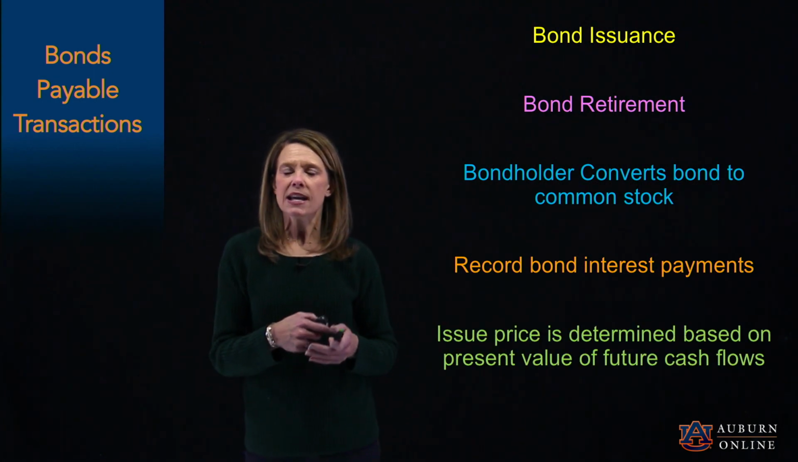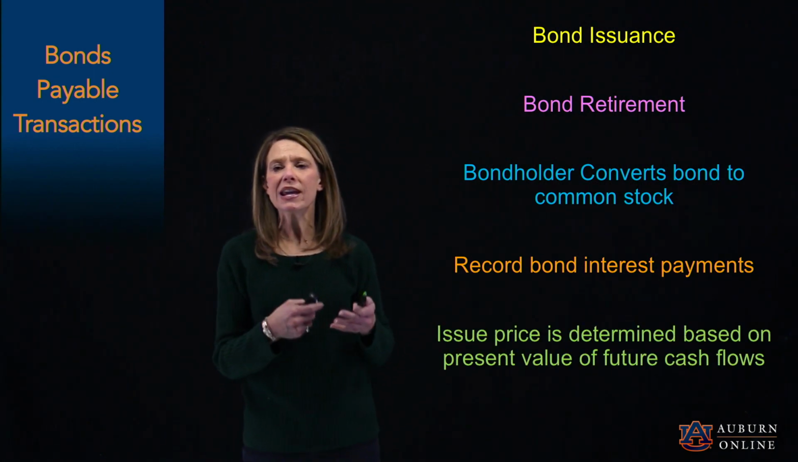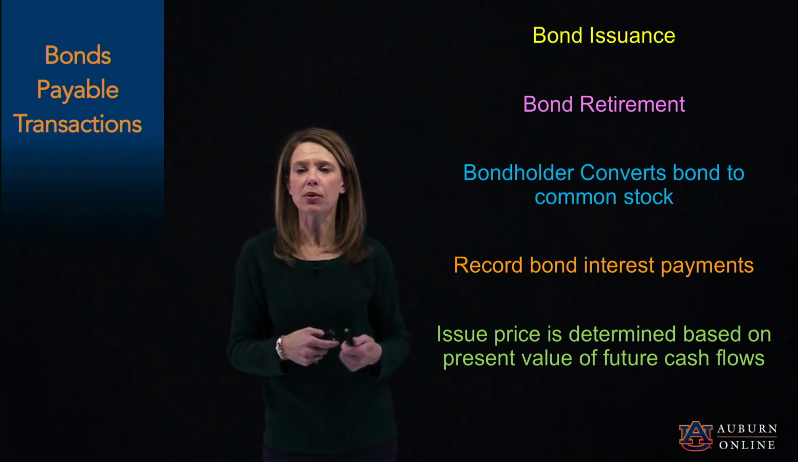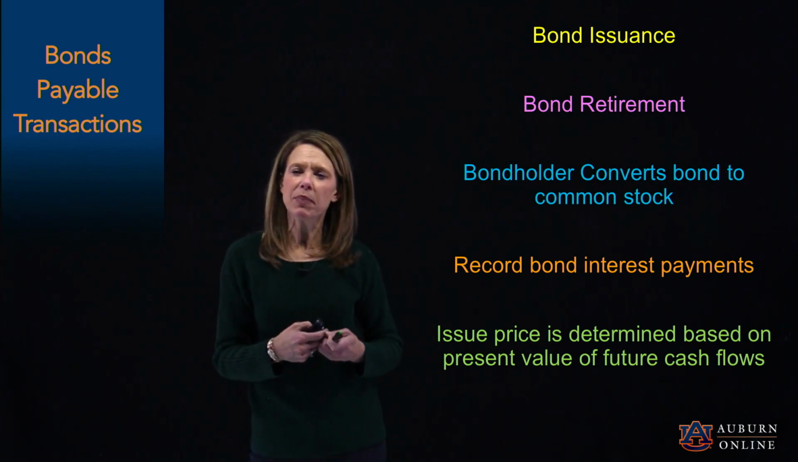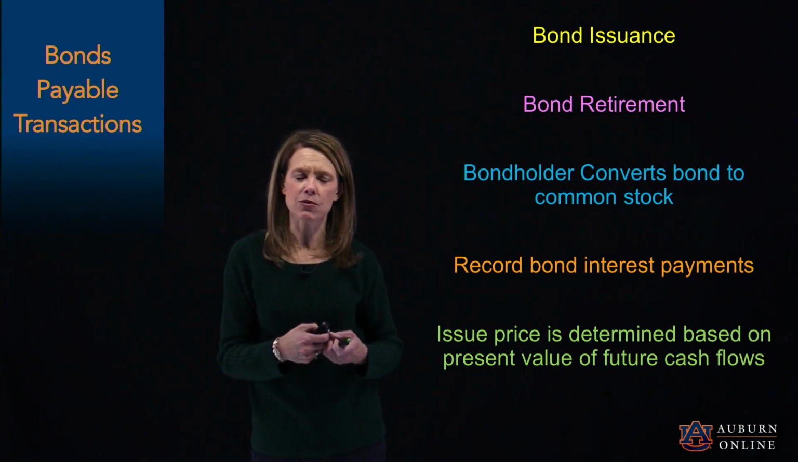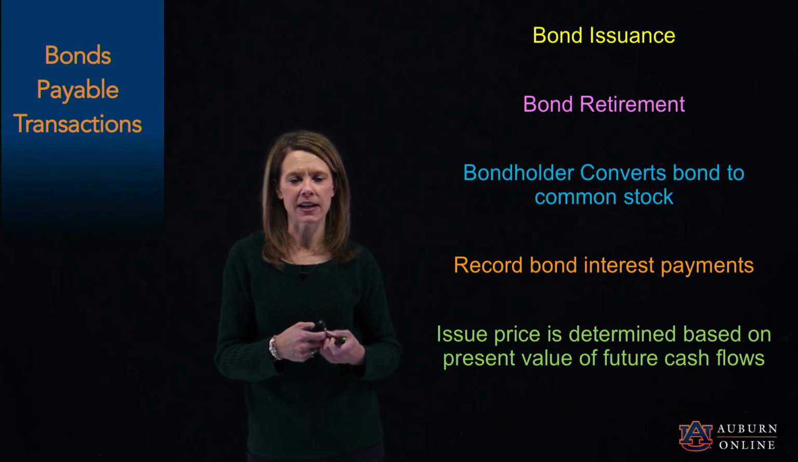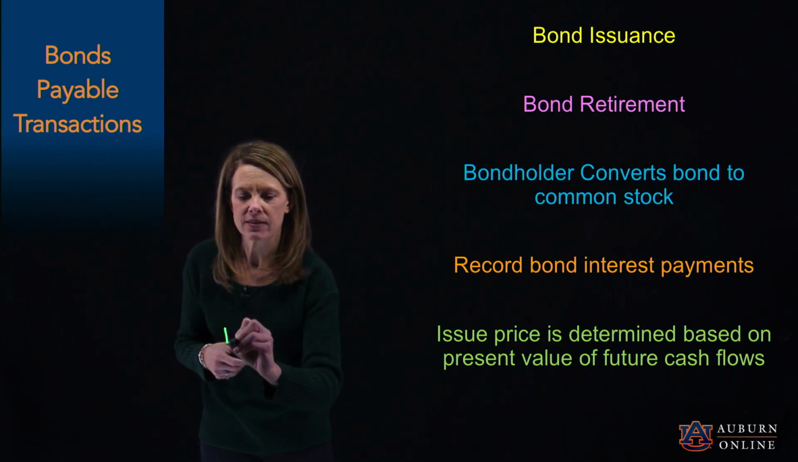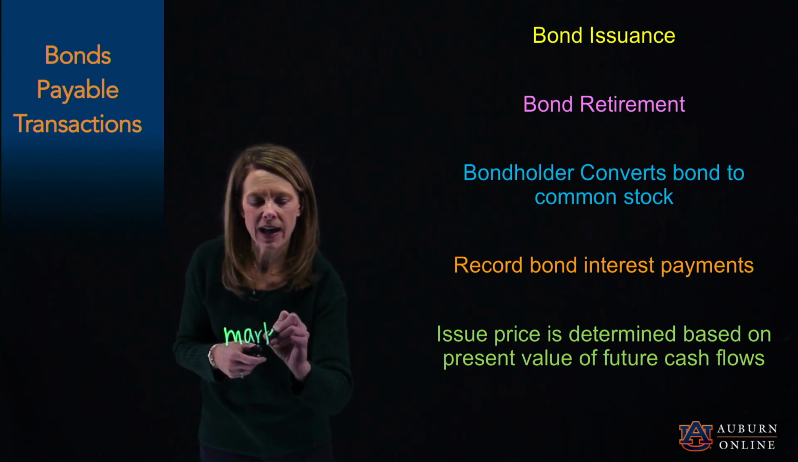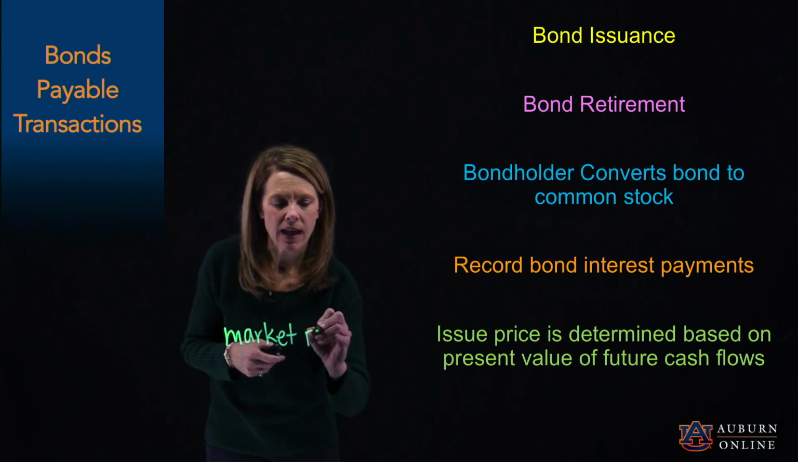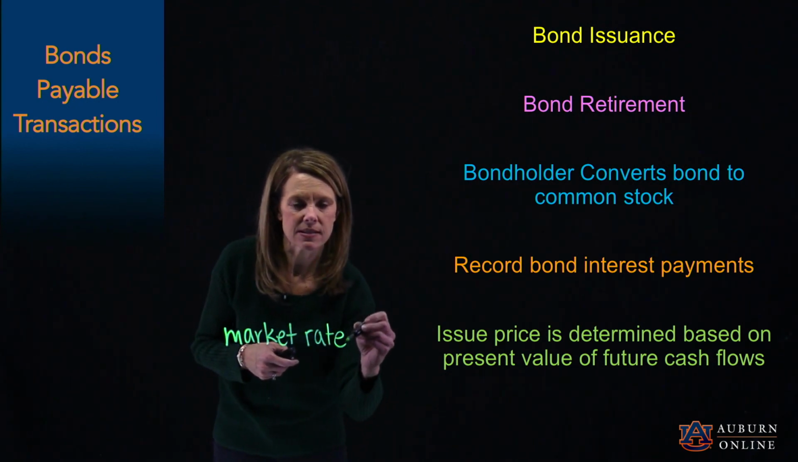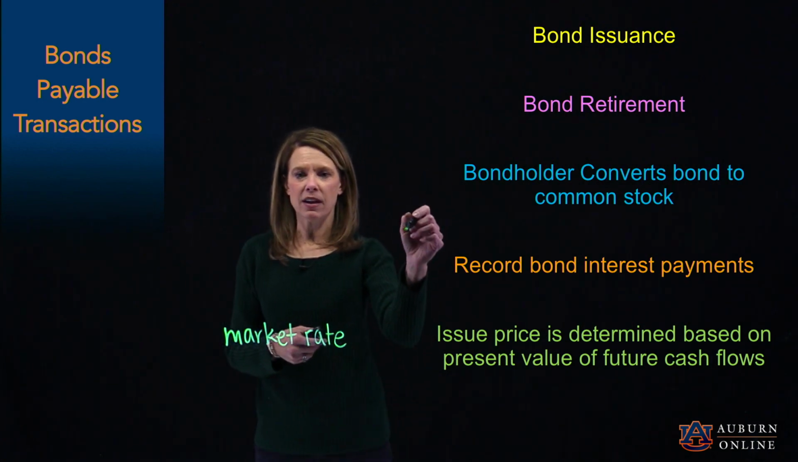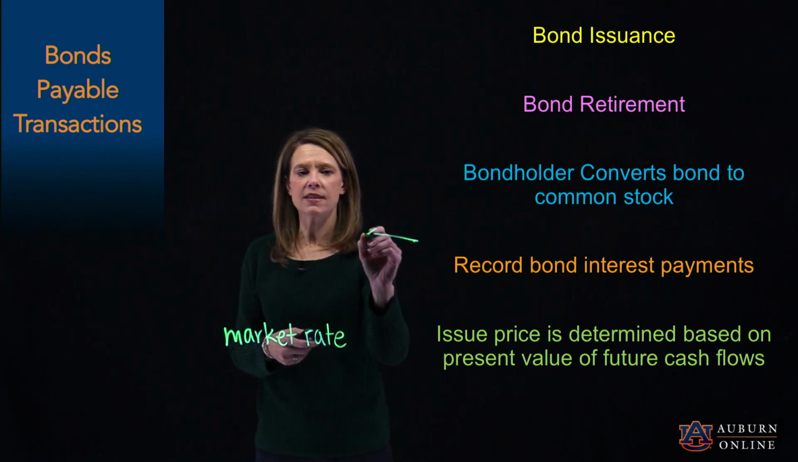And then, of course, considering what do we get in exchange for our bonds. When we issue a bond, that price that we receive is going to be based on what the present value of the future cash flows are for that bond. So when we think about that, that's going to be driven by the market rate, right? Now, we know that we have a rate of interest that's expressed on our bond document, and that's going to be driving what these are, right?